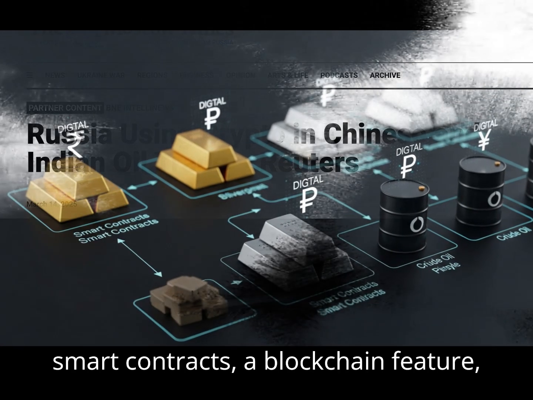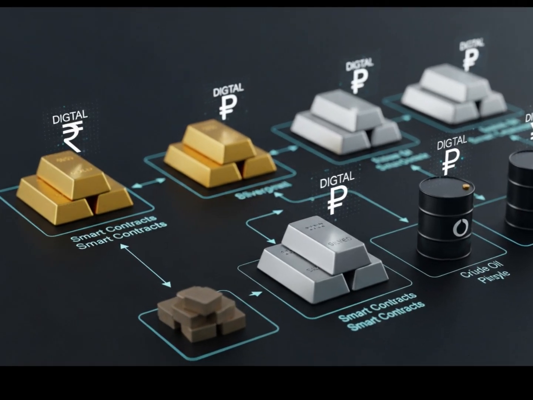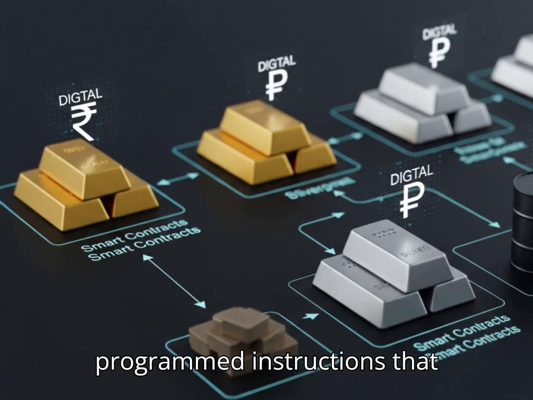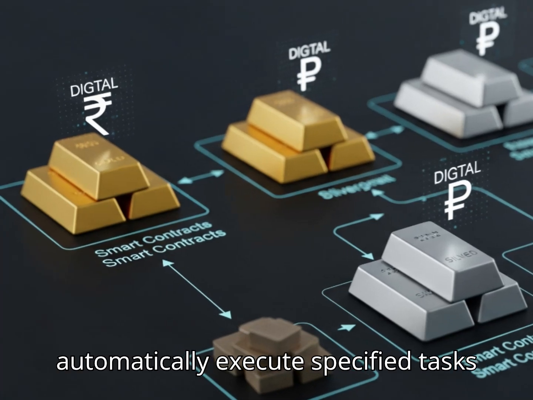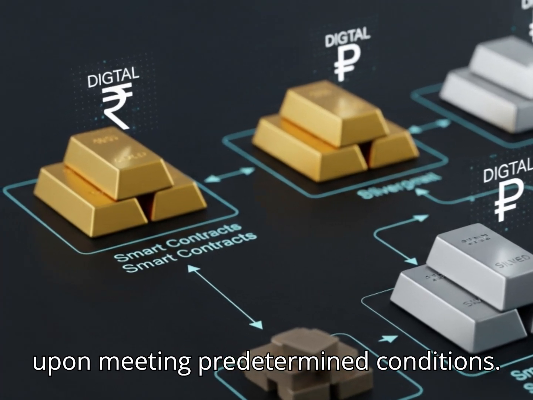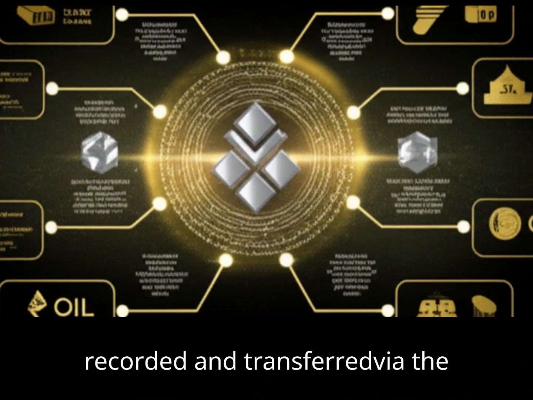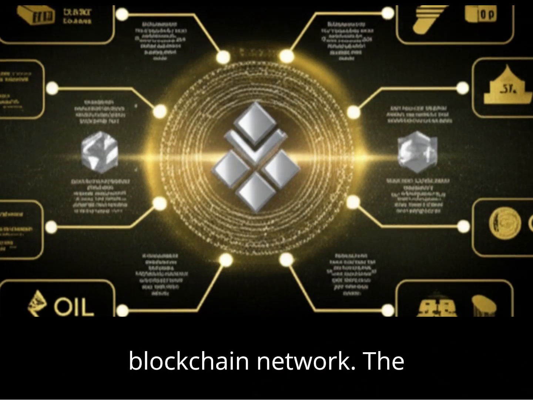Moreover, smart contracts, a blockchain feature, can also be utilized. These contracts are programmed instructions that automatically execute specified tasks upon meeting predetermined conditions. Ownership of physical assets can also be recorded and transferred via the blockchain network.